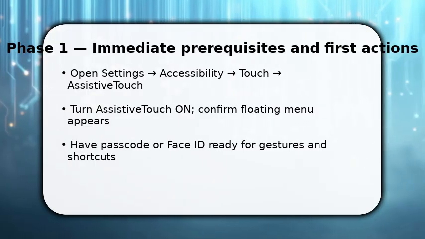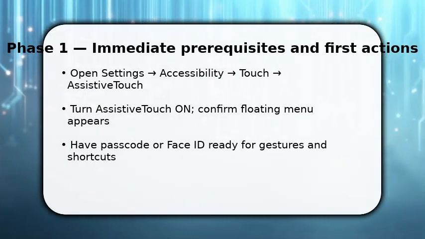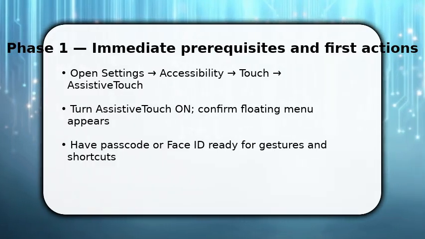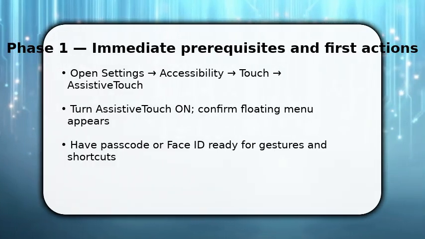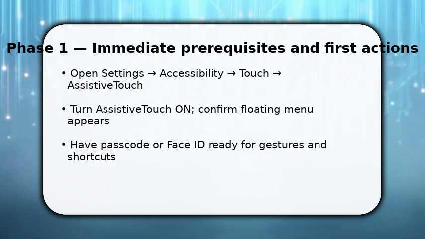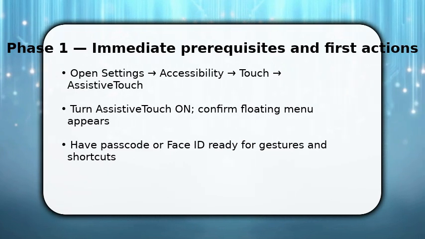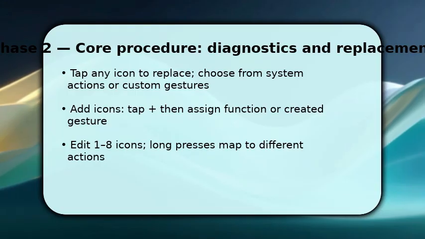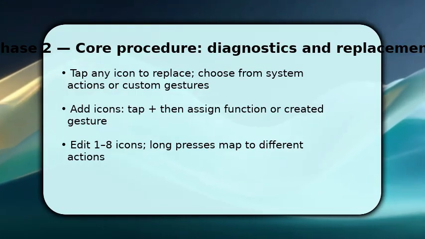Once Assistive Touch is enabled, tap Customize Top-Level Menu to begin changing icons. You'll replace or add controls, so pick ones you use most. Make sure to keep one shortcut for Home or App Switcher, because those are the most useful for navigation and quick access.